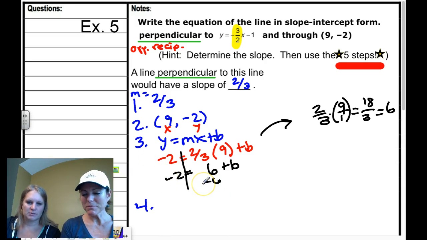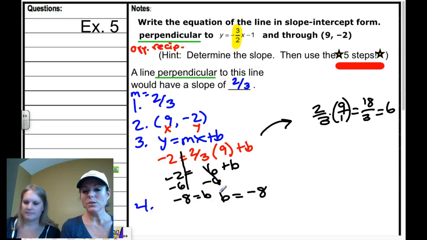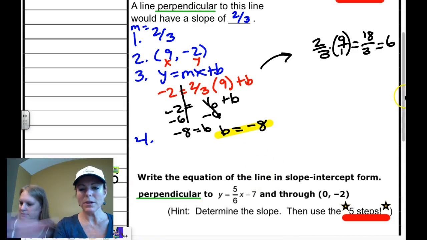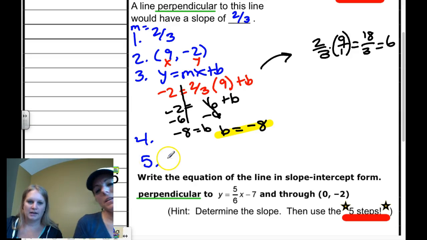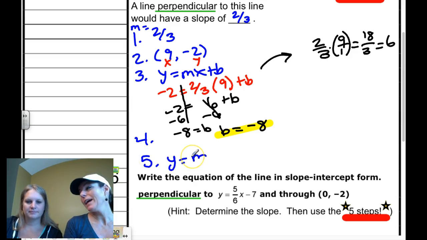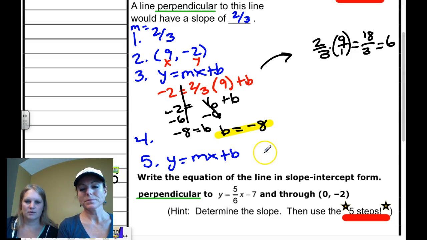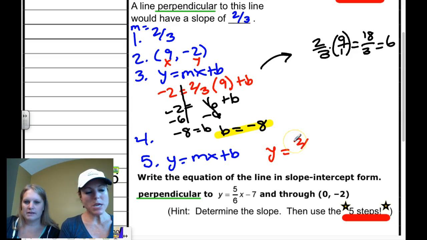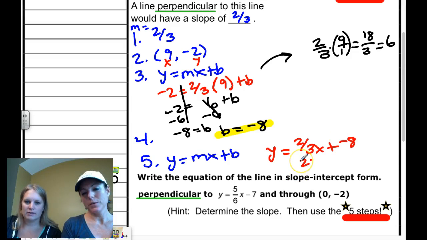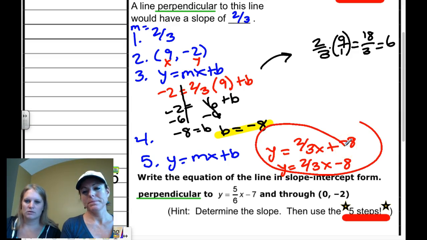Solve. So now I just subtract 6 on both sides. And I get negative 8 equals b. There's step 4. So my b equals negative 8. So let's go on to step 5, plugging it in. Plug our slope back in and our y-intercept. So our y stays, and we get the slope, which is 2 over 3. Put that x back in, plus our b, which is negative 8. Or again, you can write it as 2/3 x minus 8. Either would work.